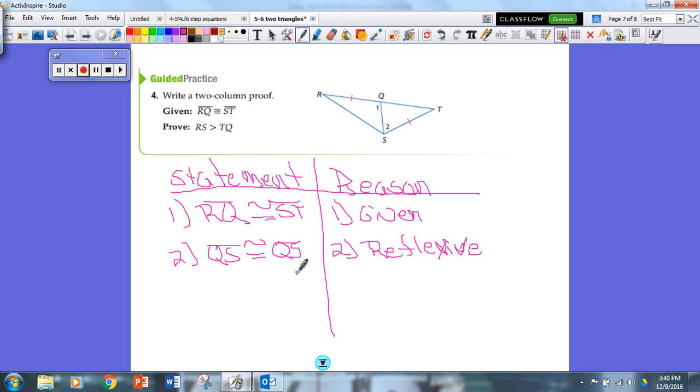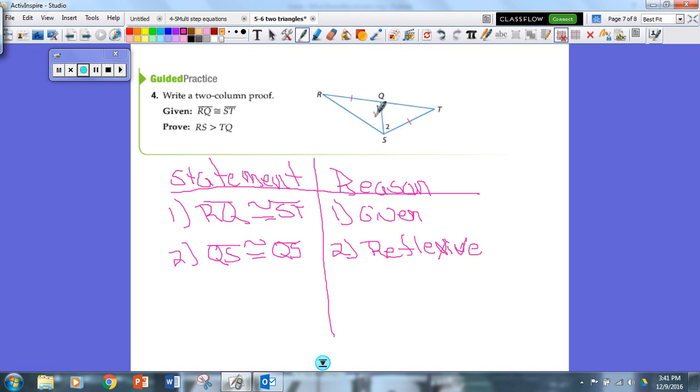I apologize for the writing. And so if QS is congruent to itself and ST is congruent to RQ, that means angle 1 and angle 2 are the included angles. Now I am trying to prove that RS is greater than TQ. But in order to prove that, I need to show that angle 1 is greater than angle 2.